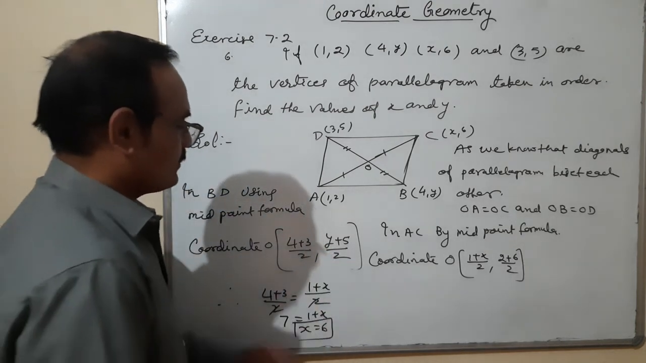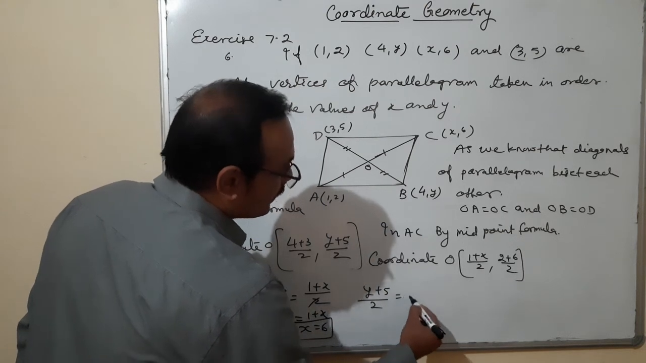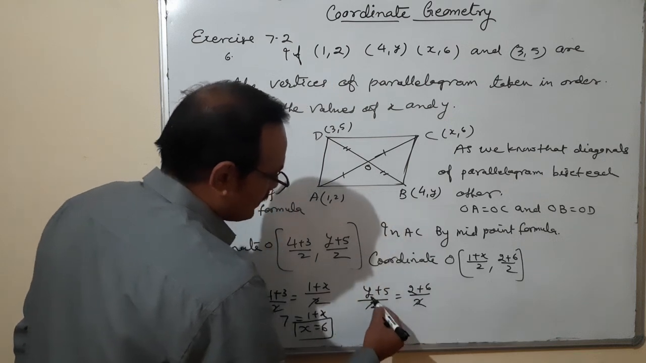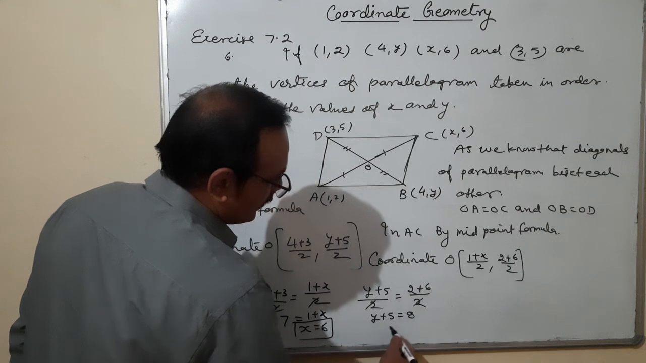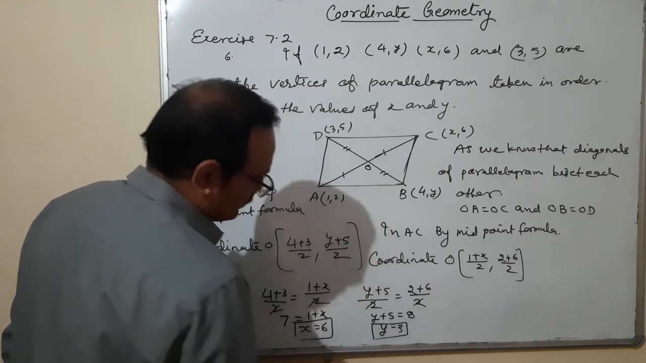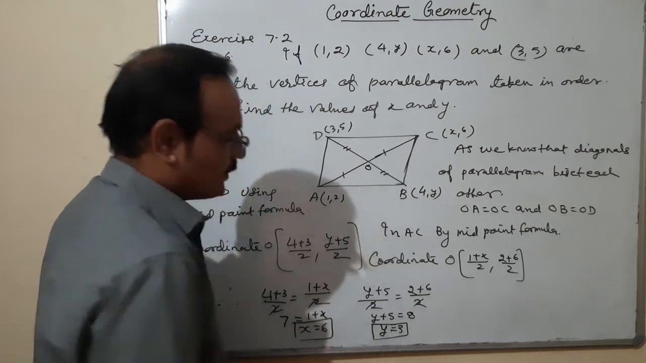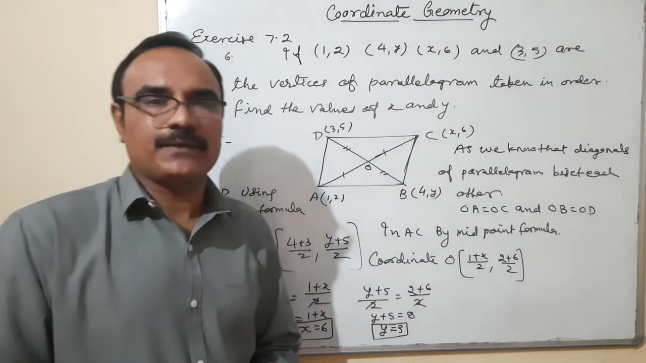Comparison of the second term: (y plus 5) upon 2 is equal to (2 plus 6) upon 2. 2 cancels. y plus 5 is equal to 6 plus 2, which is 8. y is equal to 8 minus 5, which is 3. So the point has x equal to 6 and y equal to 3. So the values of x and y are 6 and 3 respectively. Okay.